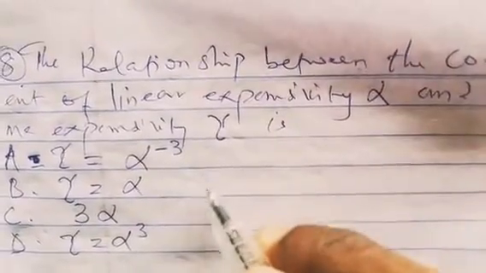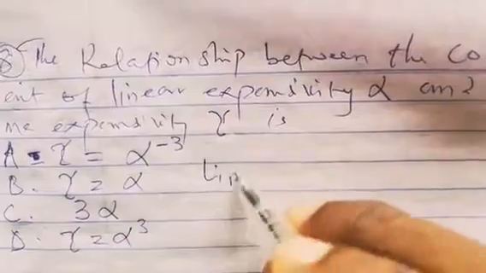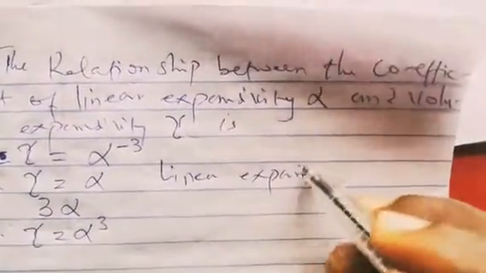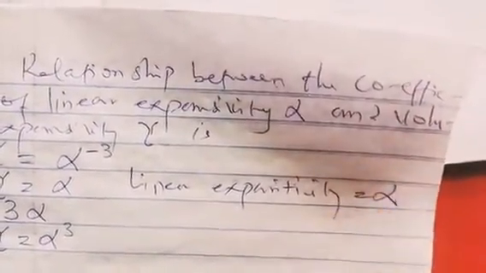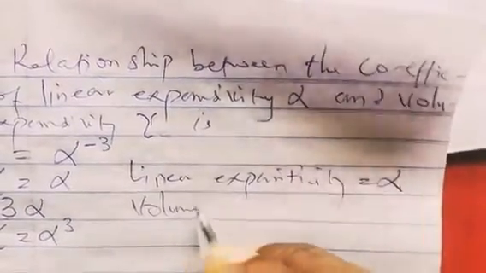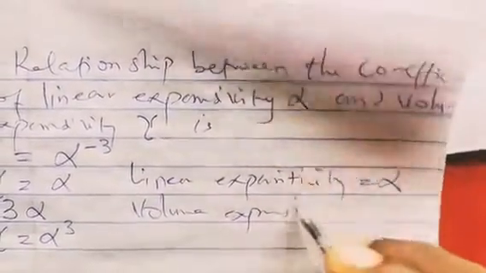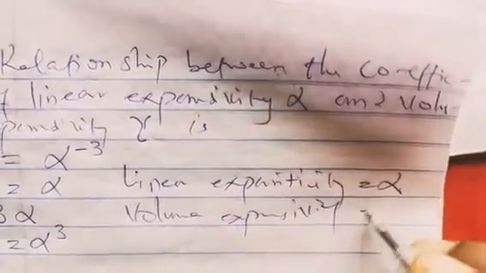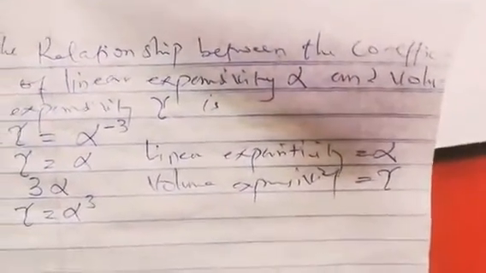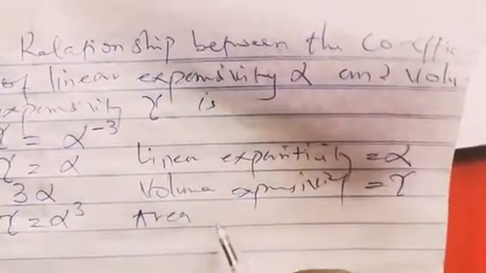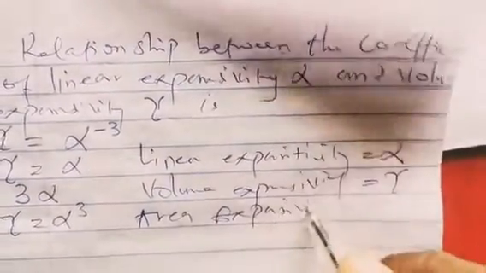Linear expansivity is always given as alpha. Linear simply means length, so it means the expansivity that takes place in a linear object, that's an object that has a length. Meanwhile, volume expansivity is gamma. We also have the areal expansivity, which is beta. Now this is a trick.